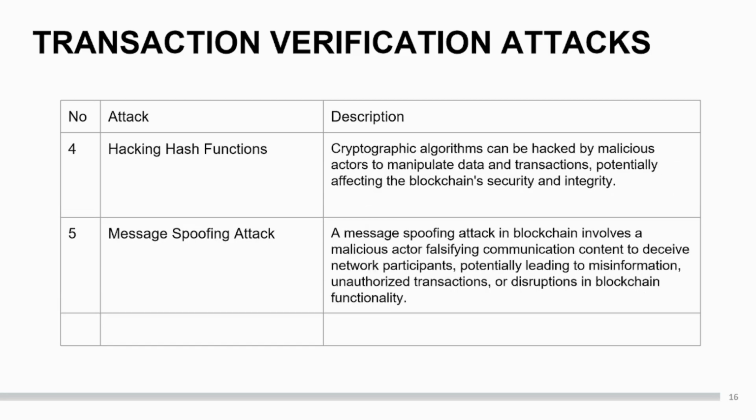Hacking hash functions: these are cryptographic functions, and they can be hacked by malicious actors to manipulate data and transactions, potentially affecting blockchain security and integrity. Malicious spoofing attack involves a malicious actor falsifying communication content to deceive network participants, potentially leading to misinformation, unauthorized transactions, or disruption in blockchain functionality.